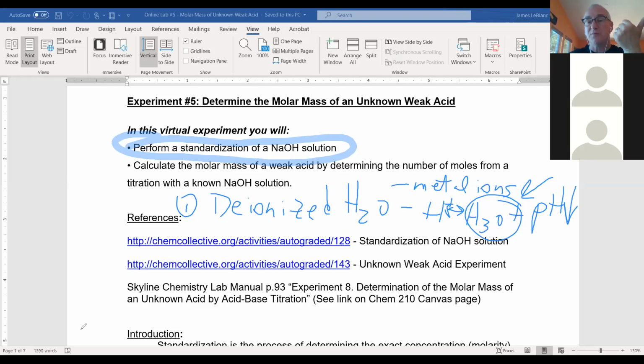The other reason why it's important to do a standardization is when we breathe out, we know we breathe out water and CO2, right? Anyone know what happens when you mix CO2 and water together? You know what you get? Do you get a carbonate? Yeah, you do. You get H2CO3, which is carbonic acid. Yeah, it's hydrogen carbonate. Very good. You get carbonic acid.